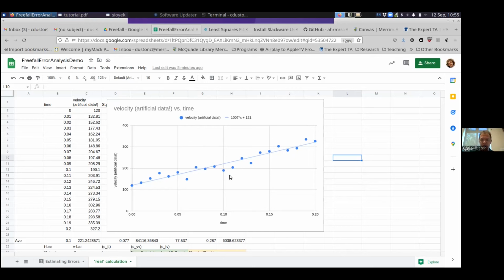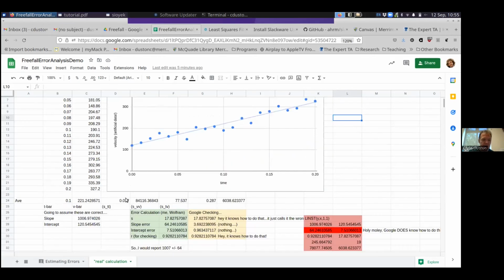So time, velocity, here's a plot, and you can see that I fit the best fit line. This is just the Google trend line thing. So the first thing to do is to check to make sure that Google is self-consistent when it comes to what is the best fit line.